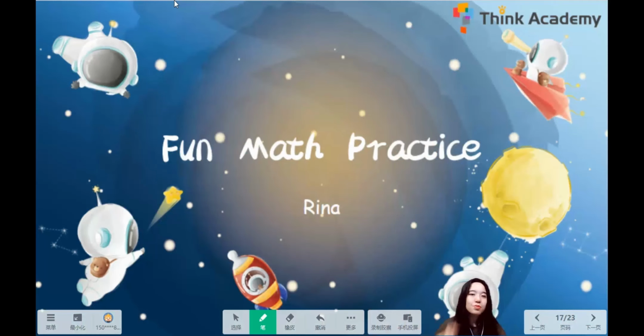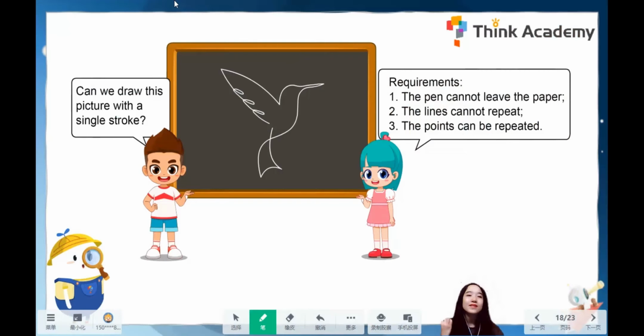In the last day's practice, it's about a really interesting question, the one-stroke problem. Now let's see what that means. Eddie and Ivor are discussing the question. The requirements include that the pen cannot leave the paper and the lines cannot repeat. After we start to draw it, we cannot start at another point again. When we say the lines cannot repeat, after we go through a line, we cannot go back again.